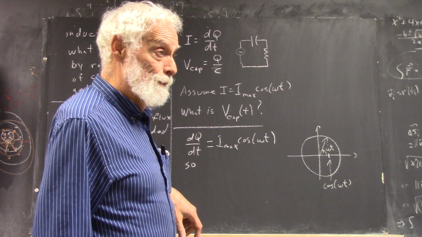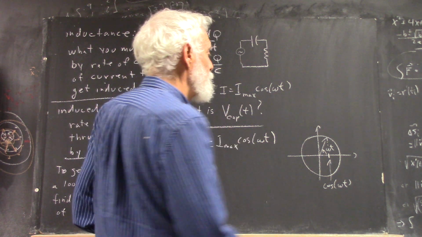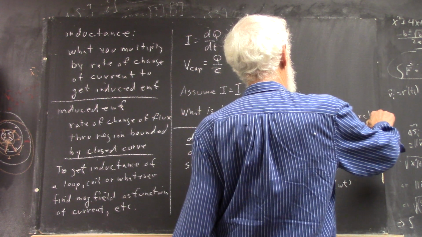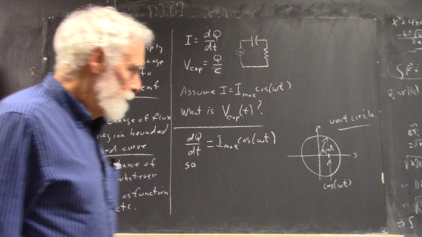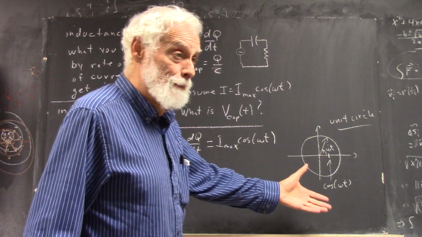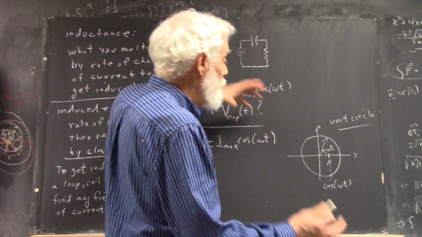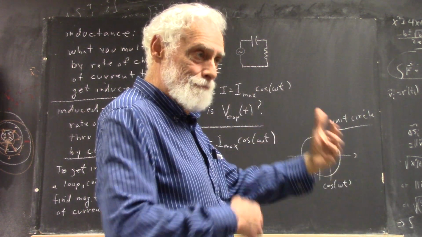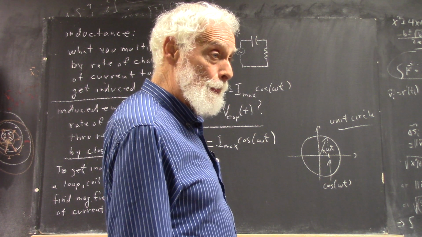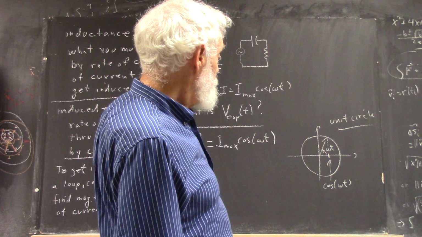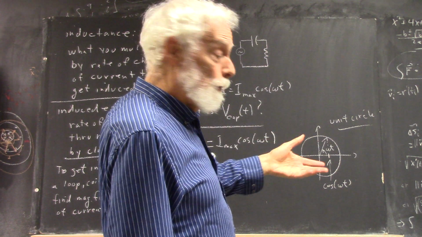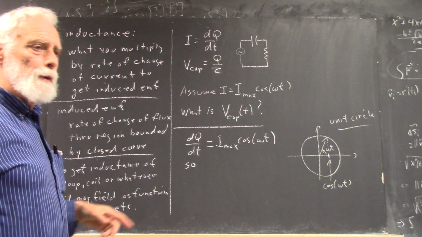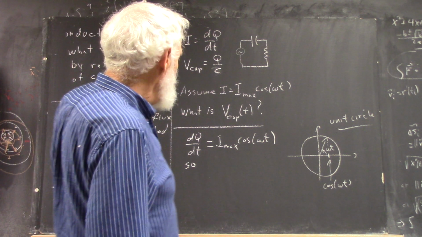Okay? So if this is a unit circle, this is our cosine. And we just change the radius of the circle so that it represents I max, and we have our current, right? But of course, we ultimately are going to want our voltage, so we take the resistance into account, so we'll get to that.